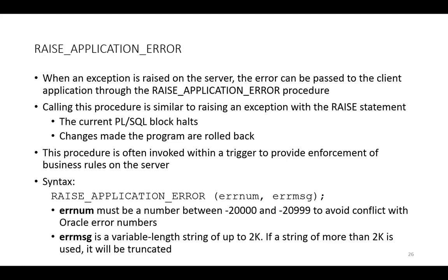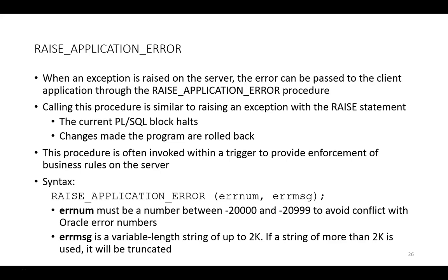Now, what is different about this? It's actually rather clever how Oracle has done this. RAISE_APPLICATION_ERROR accepts two parameters. The first one is an error number, and the second one is a text string, an error message. The error number appears to the application that receives this response as though it were an Oracle database error.